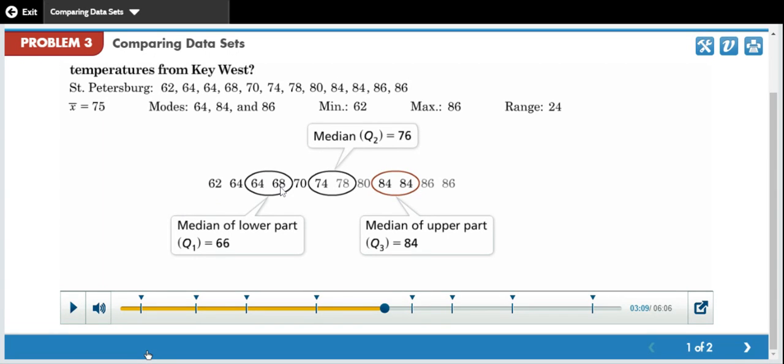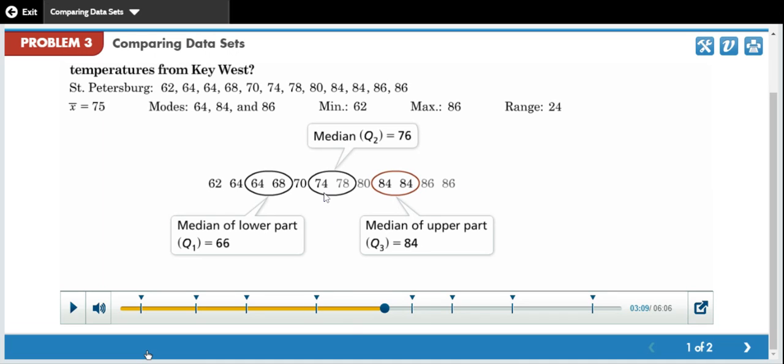There was 1, 2, 3, 4, 5, 6 values because 76 is technically in between. So I needed to find the median of that lower part. So I needed these two values here. So I left 62, 64, 70, and 74 on the lower half of my data set, right? 76 is right in between 74 and 78. That's my median. So I'm taking the median of this half of my data set. So I did 64 plus 68 divided by 2 gave me 66.